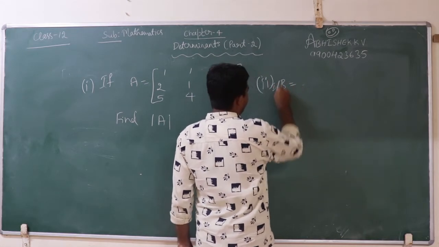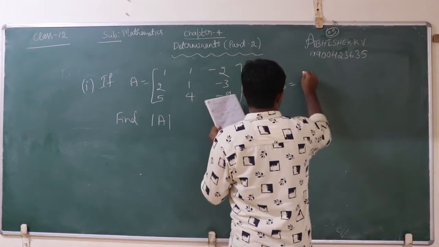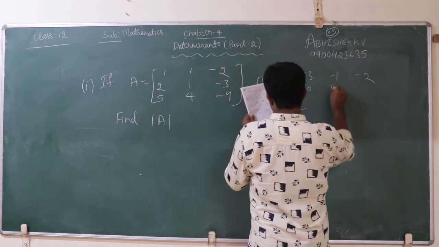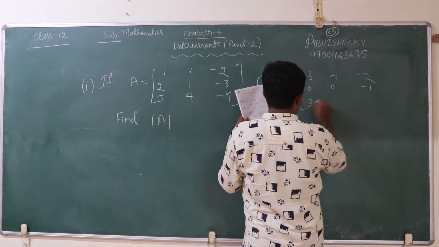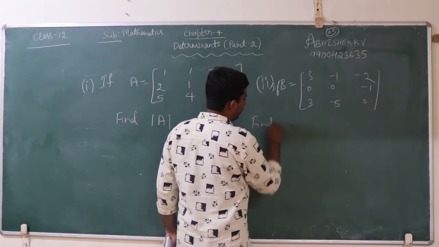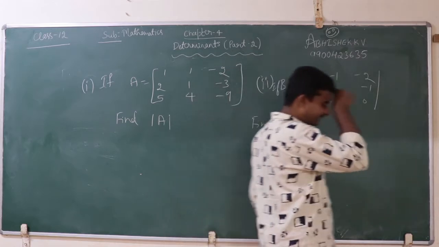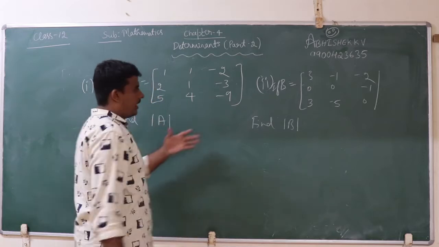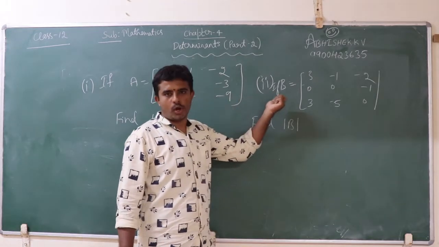B. If B is equal to [3, -1, -2; 0, 0, -1; 3, -5, 0], find the determinant of B. First, I am going with the second problem.